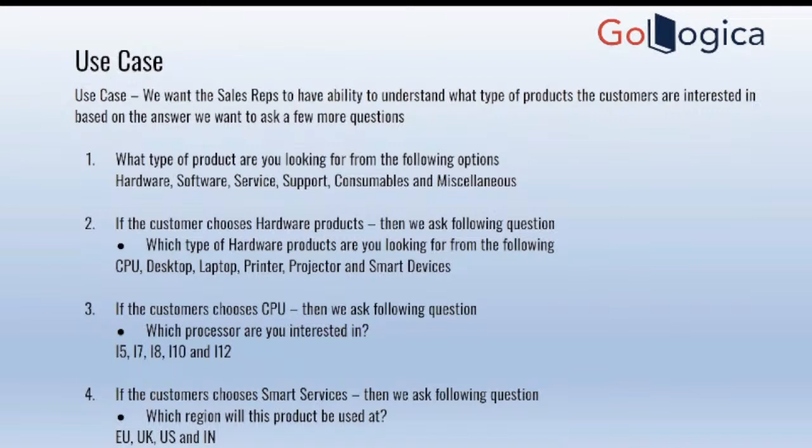So if I am choosing hardware, I should only be getting responses regarding that, like what type of hardware product you want: CPU, desktop, printer, projector. If the customer chooses CPU, there should be a following question: what processor you are interested in. If I'm looking for printers or smart devices, smart devices will be based upon the region the user is in. Then we will be guiding them to the smart devices accordingly.